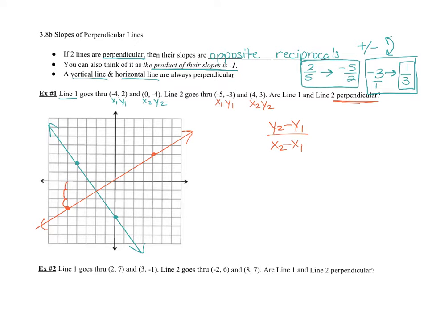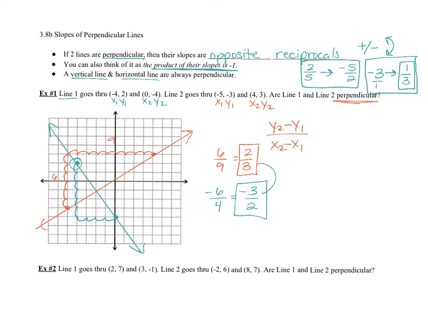So 1, 2, 3, 4, 5, 6, and then 1, 2, 3, 4, 5, 6, 7, 8, 9. So up 6 over 9 is a slope of 6 over 9, which would reduce to 2/3. And then if I do my other line, remember you always work left to right, so I would start at this point up here. And I would go 1, 2, 3, 4, 5, 6 down, and 1, 2, 3, 4 over. So a -6 over 4. If we divide by 2, we get -3 over 2.